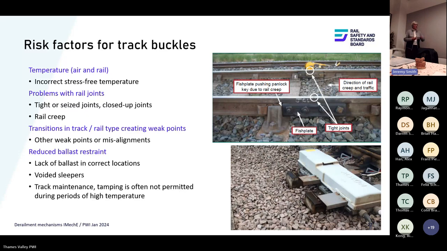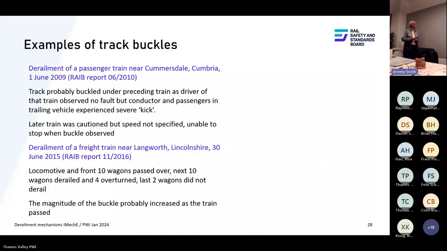Lack of ballast, you can see in the bottom picture, the ballast bed is a little bit lower than we would ideally like. Voids reduce the resistance of the sleepers to movement. And I think we all know that in hot weather, we're not allowed to go out with the tamping machines. This is why we don't want to disturb the ballast bed when the temperature might be hot, because consolidated ballast gives decent control and unconsolidated ballast gives much less good control. So you've seen the two examples.